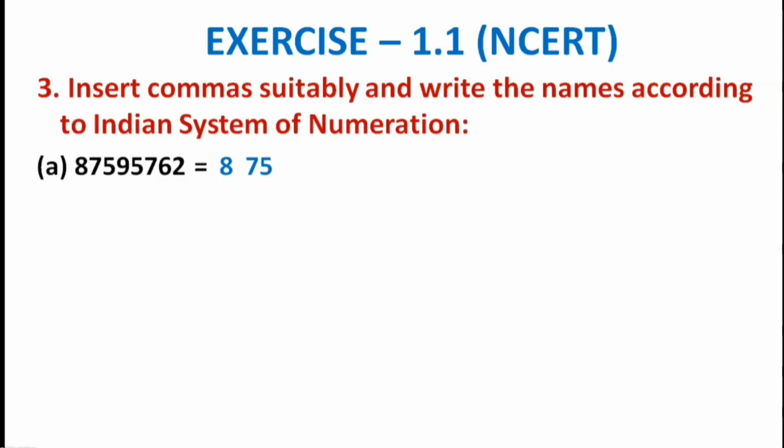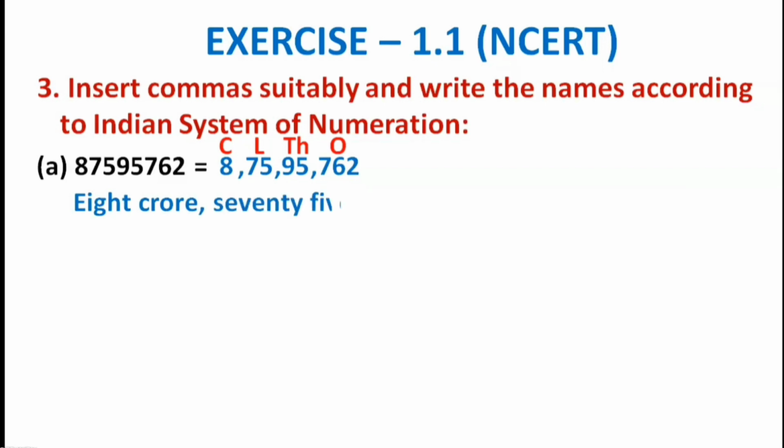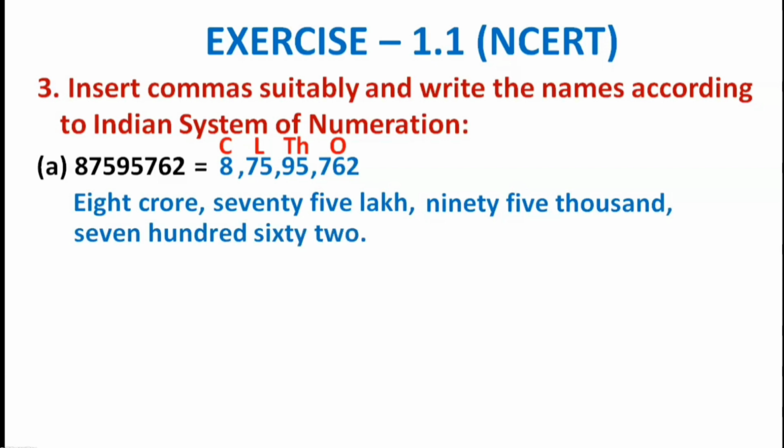So let us group the digits into periods according to Indian place value system. According to this system, place a comma from last 3 digits and next after every 2 digits. Now let us name the periods as ones, thousands, lakhs and crores. Okay, now let us write the number name as 8 crore, 75 is in lakh period, so 75 lakh. 95 is in thousands period, so 95,000. And lastly 762 in ones period, so write 762.